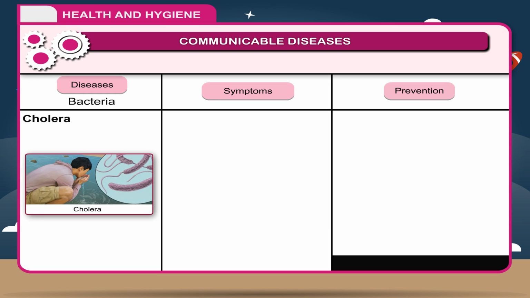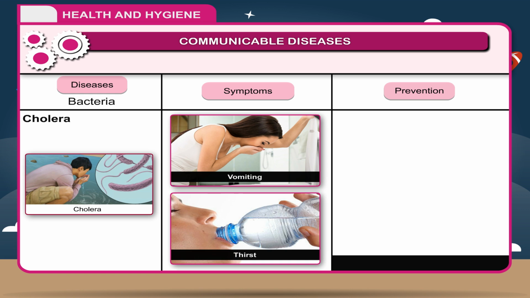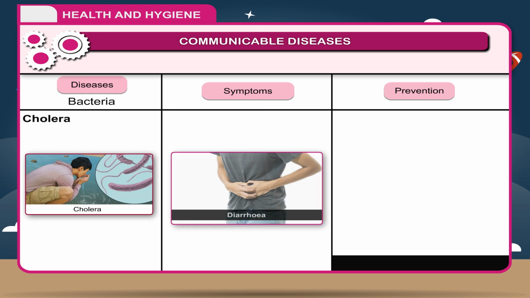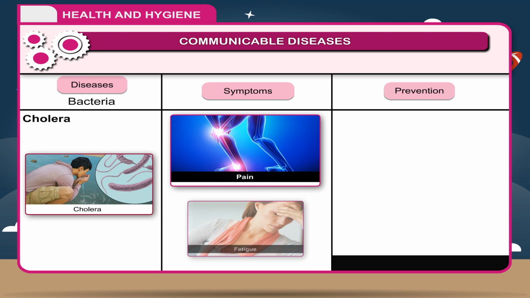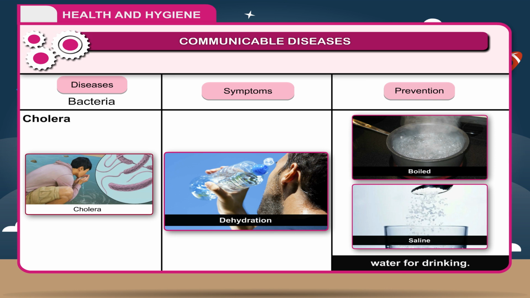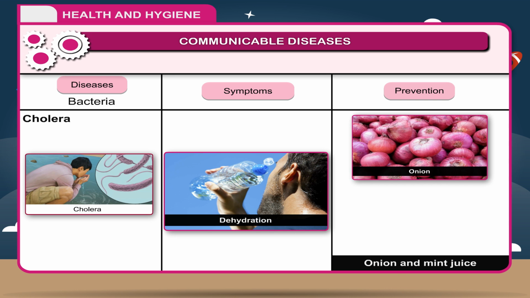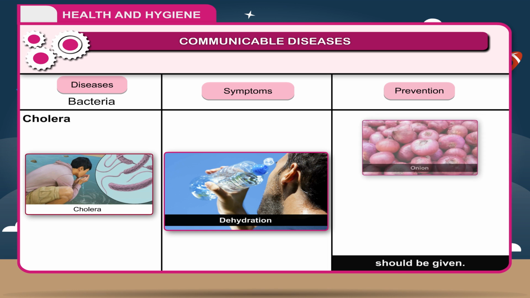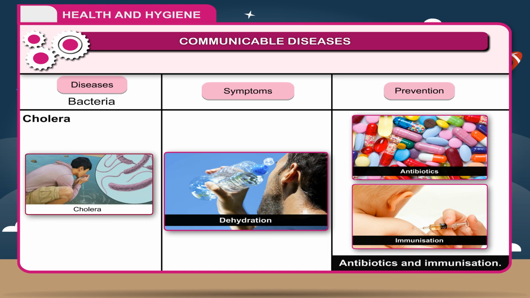Cholera, epidemic disease caused by contamination of food and water. Spreads through germs carried by housefly. Vomiting and thirst, acute diarrhea, pain and fatigue, suppression of urine and dehydration. Boiled and saline water for drinking. Onion and mint juice should be given. Antibiotics and immunization.